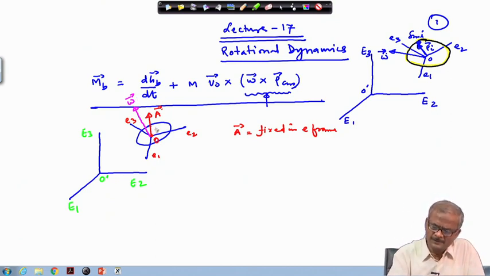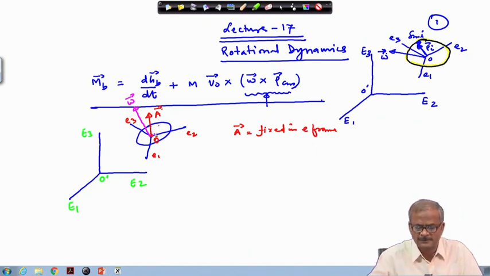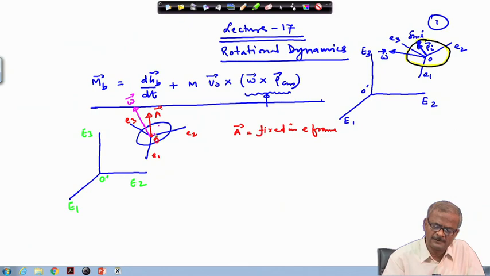If this is a rigid body, you can consider this A to be the center of mass location, this vector directed to the center of mass, but it can be any arbitrary one. This is the angular velocity vector.